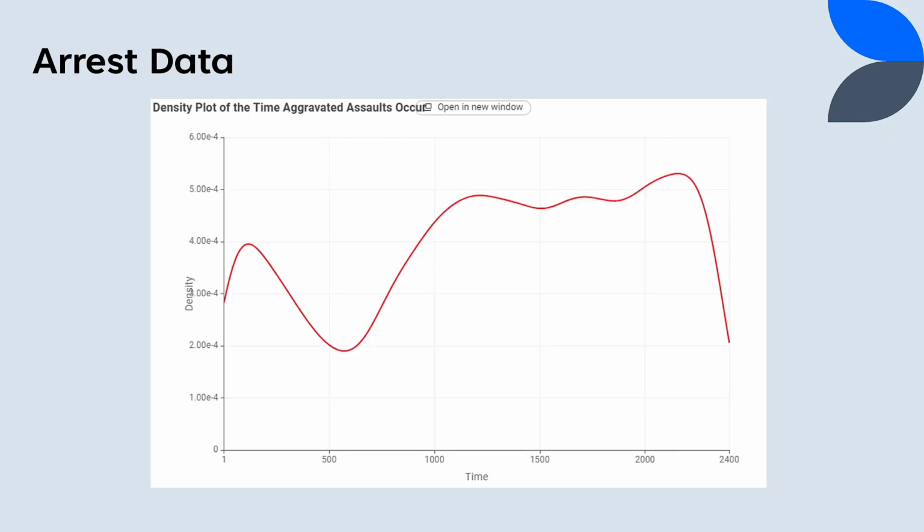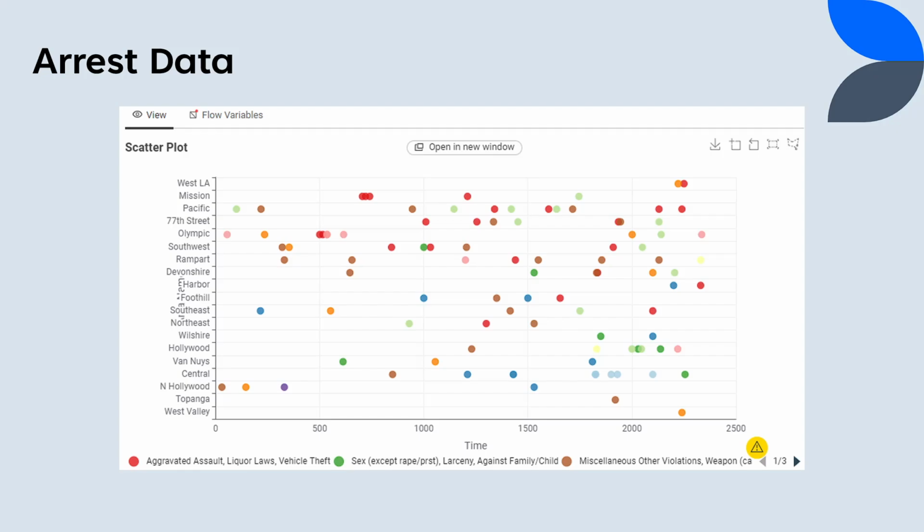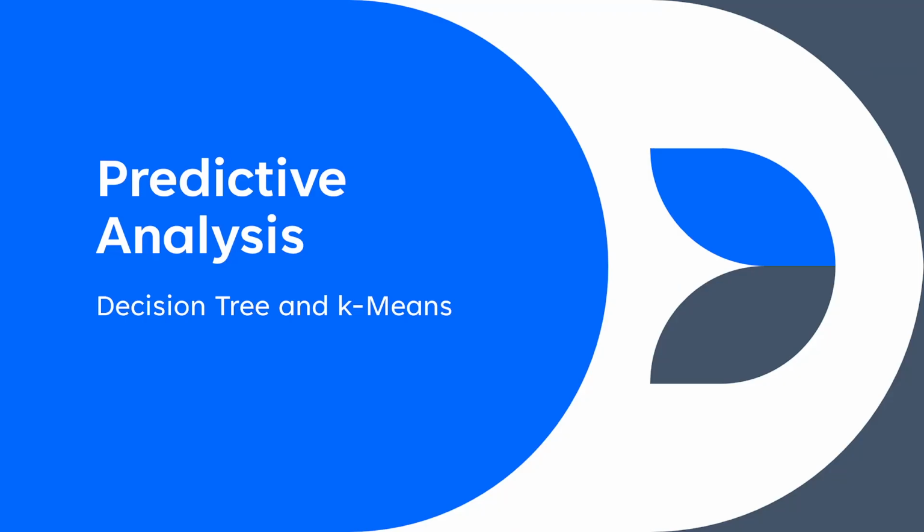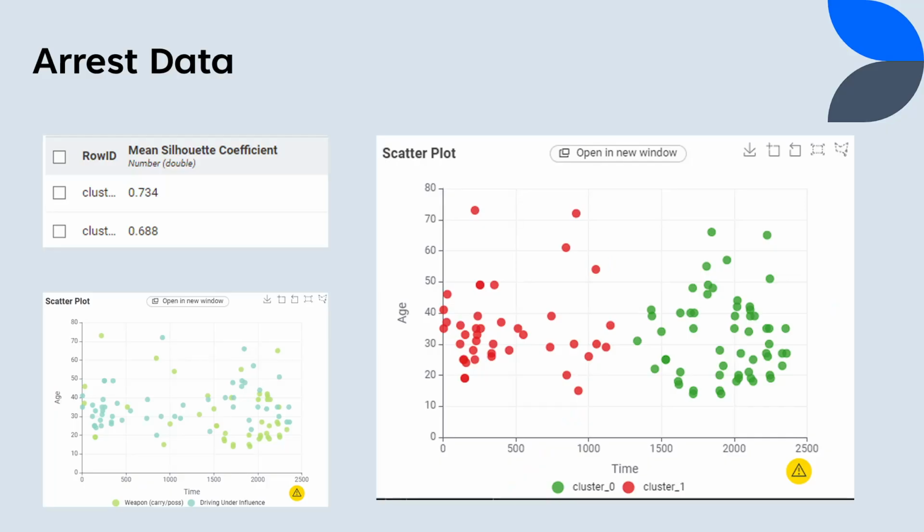Next, I plotted the time aggravated assault arrests occurred, which was generally between 10 and midnight, and it's apparently least common to occur around 5 a.m. I then created another scatter plot of time and area, similar to what I did with the dataset on crime reports, but I had similar troubles finding a definite relationship. So now we'll move on to some predictive analytics, or at least my attempt at doing so, by means of a decision tree and k-means.